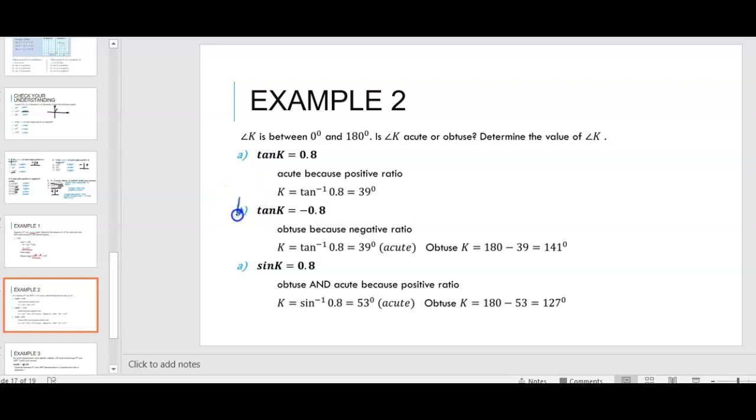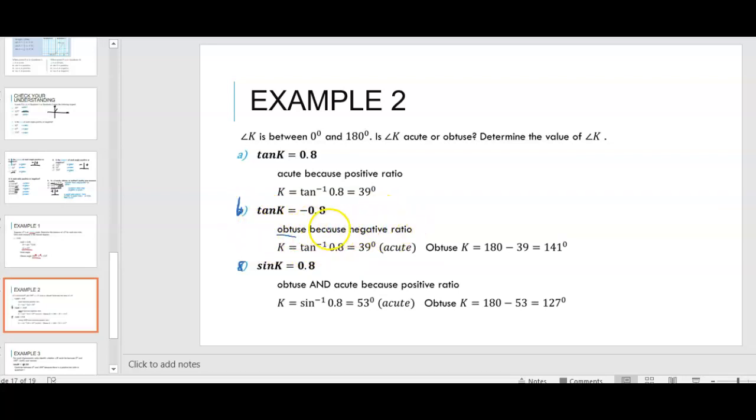Okay, part B and C here. Tangent of K equals negative 0.8. What kind of angle is this? Now, since tangent is negative, that means it's going to be located on the second quadrant. That means that we're dealing with an obtuse angle. When the ratio of tangent is negative, we're dealing with an obtuse angle.